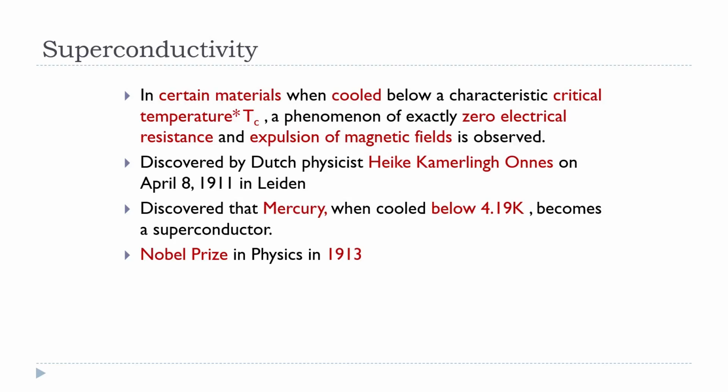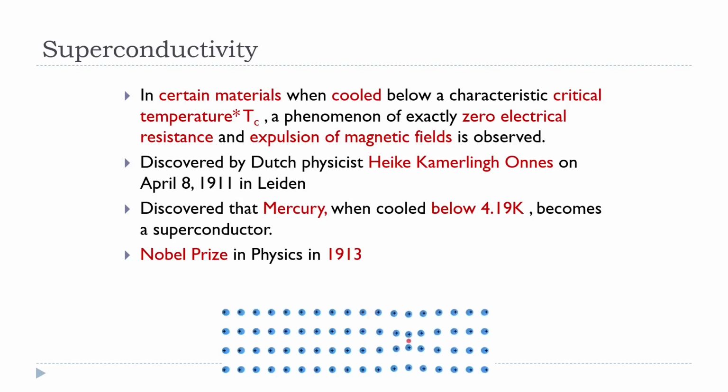It was first discovered by the Dutch physicist Kamerlingh Onnes, and he discovered it in the liquid metal mercury when it is cooled below its critical temperature, 4.19 Kelvin. And for this, he was awarded the Nobel Prize in Physics in 1913.